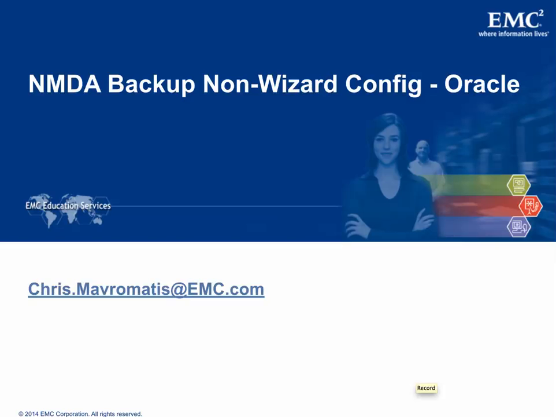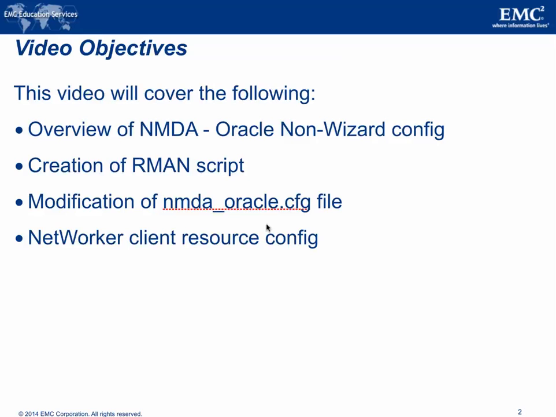Hello, in this video I'm going to be showing how you can create a NetWorker client resource to back up an Oracle database using NMDA without the use of the wizard. So in this video I'll be covering the non-wizard method of Oracle client configuration. We're going to go over the process of creating an RMAN script, modifying the NMDA Oracle configuration file, and lastly, creating and modifying the NetWorker client resource itself.